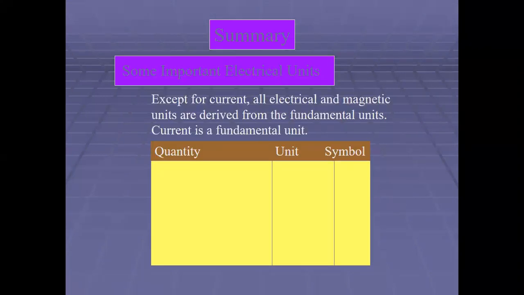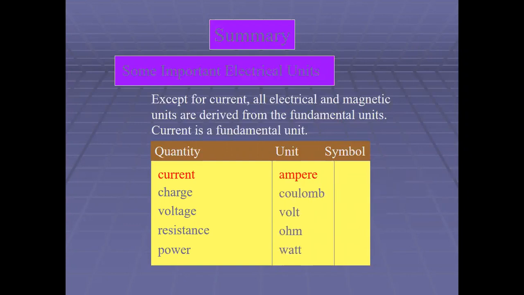And then some important electrical units we already discussed: current, charge, voltage, resistance, and power. These 5 are the main or important electrical parameters, and their unit is: current is ampere, charge coulomb, voltage volt, resistance ohm, power watt, and their symbols are these, what we already discussed. W is for watt.